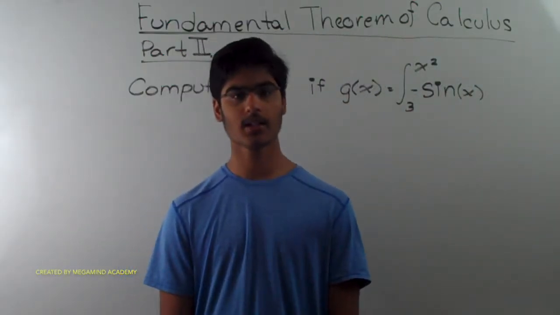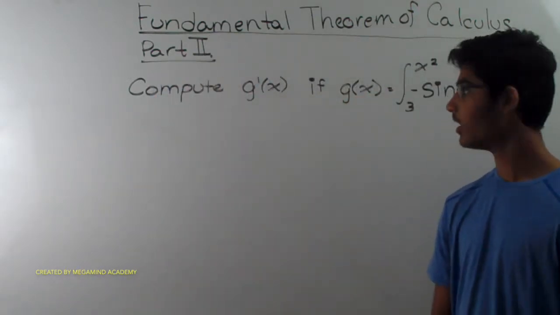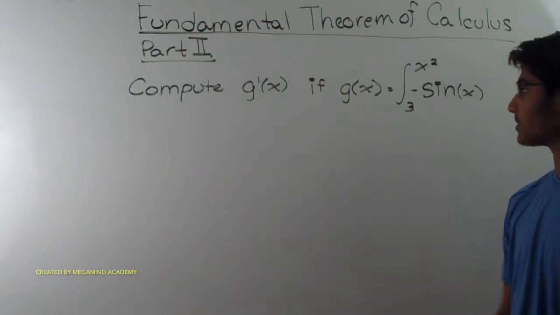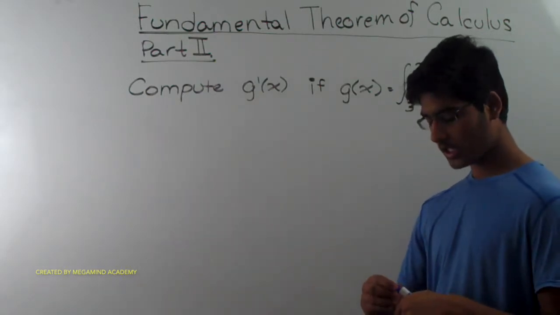Hi! Today we're going to learn about the fundamental theorem of calculus part 2. Let's say we have to compute g prime of x if g of x is equal to the integral from 3 to x squared of negative sine of x. So let's just write this down.